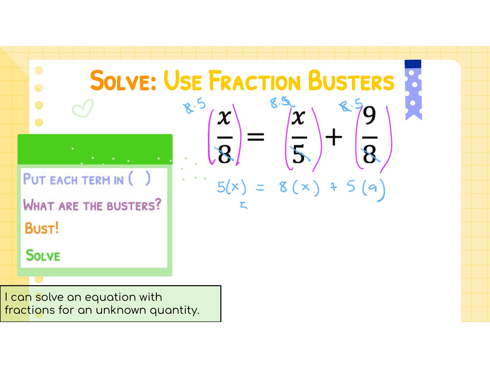So we have 5x, once we clear, equals 8x plus 45. We're going to subtract the 8x because that's our intentional 0. We have negative 3x is going to equal 45. We want to divide by the negative 3, and x is going to be negative 15.